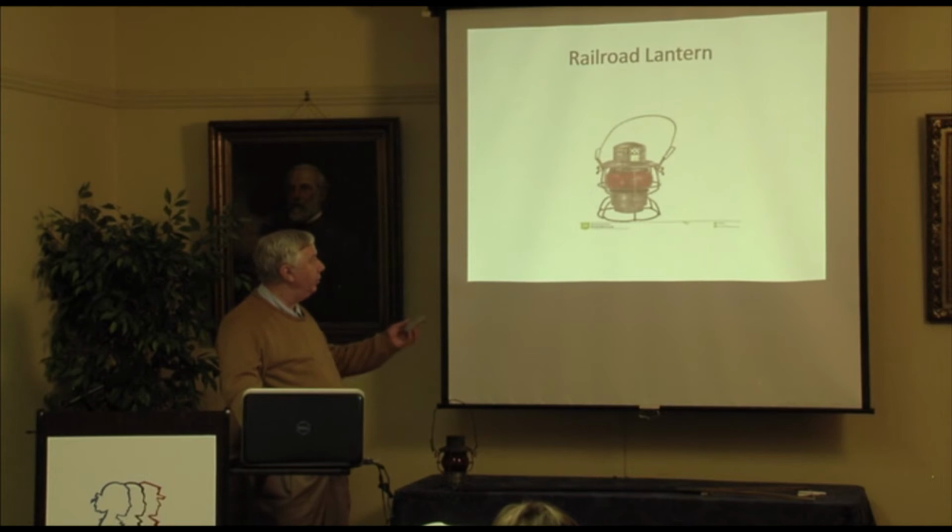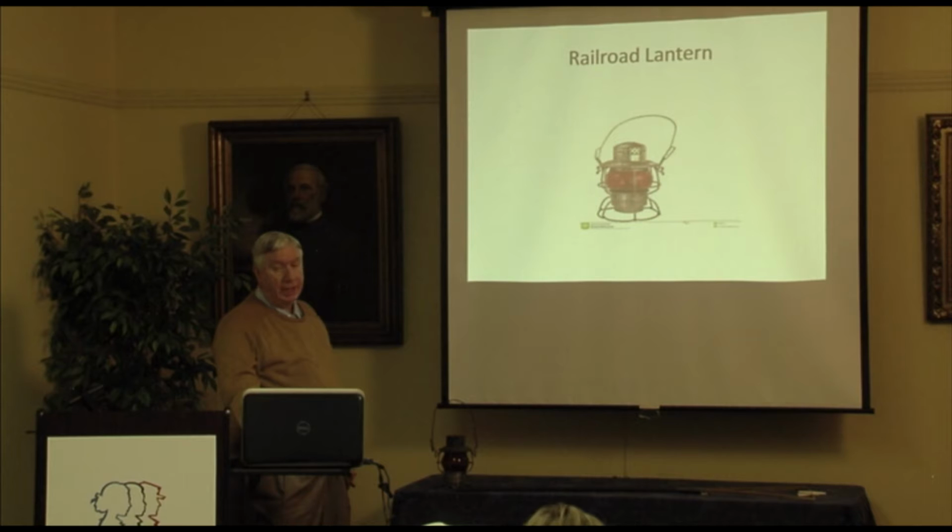And this is the type of lantern they would use, whatever fuel they could find, kerosene, whale oil, whatever they had at that time, 1860s, for fuel.